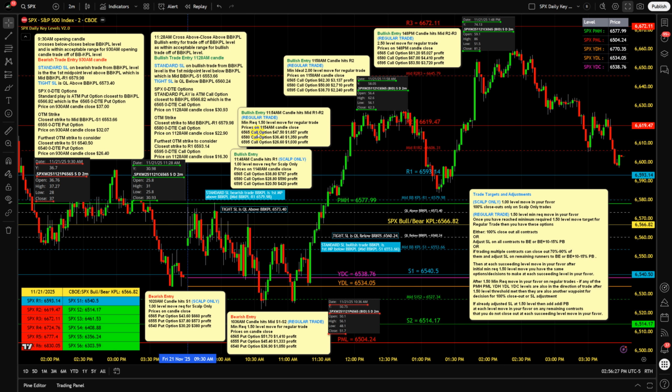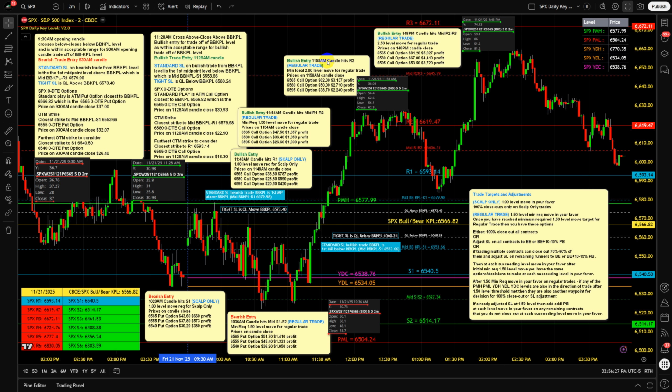So the 65.65 at the money is 47.50 on this candle close here, and that is $1,657 profit per option. The 65.80 was 36.40. That's $1,350 profit per option. The 65.95, the furthest out of the money, was 26.60. That's $1,030 profit per option.